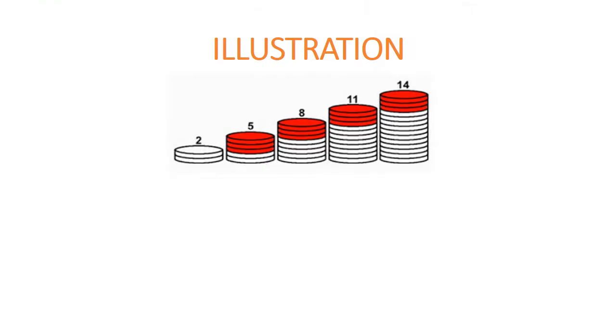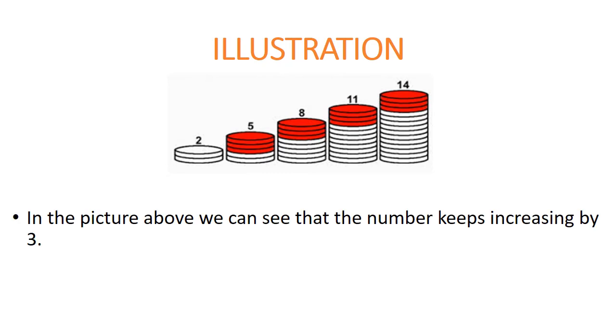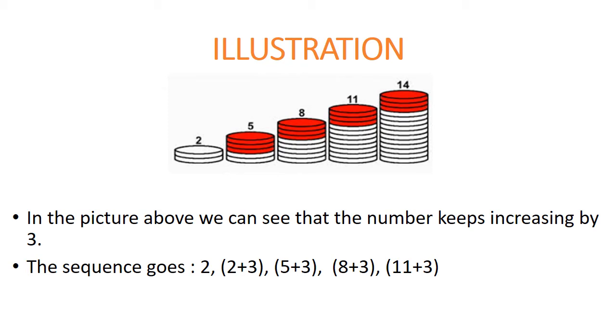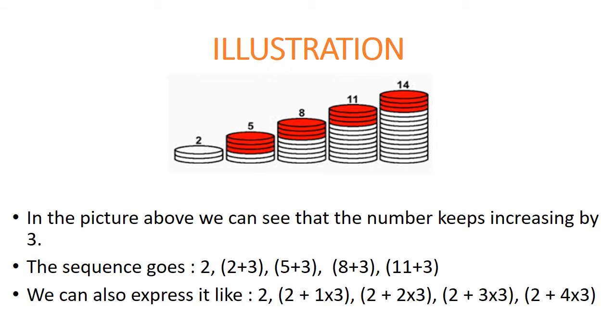So let us take this illustration and try to understand this. In the picture above we can see the numbers keeps increasing by 3. We've already discussed this. 2 plus 3 gives the second part, 5 plus 3. You have to add the one in the bracket in your mind. 5 plus 3 is 8, 8 plus 3 is 11, 11 plus 3 is 14. So that is how we get the sequence.